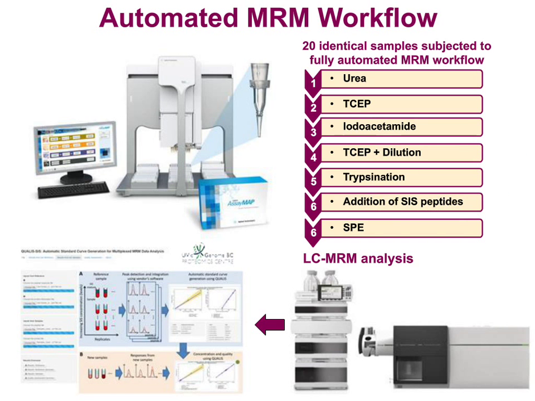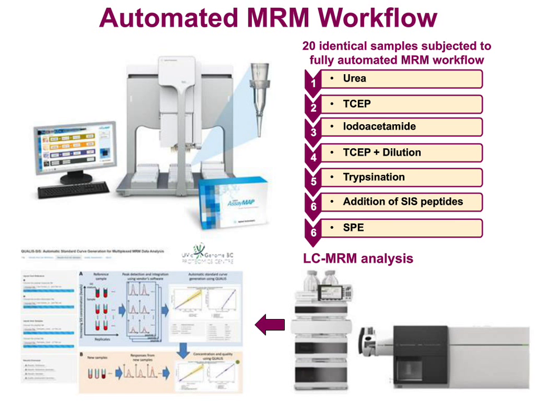We evaluated the reproducibility by analyzing 20 identical human plasma samples that were subjected to a fully automated protocol. The protocol involved the denaturation, reduction, alkylation, quenching, dilution, overnight digestion, and subsequent solid phase extraction using the AssayMap robot. In fact, even the calibration levels were diluted using the AssayMap. 3 calibration curves were required, and then the 20 samples were analyzed by LC-MRM. The data analysis was performed using the Qualis-SIS software.